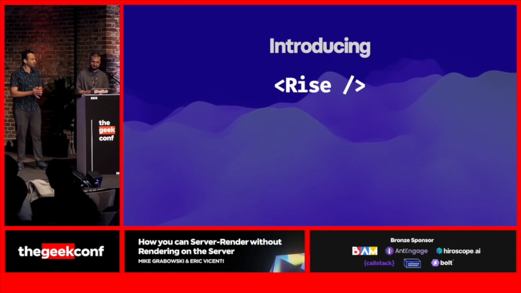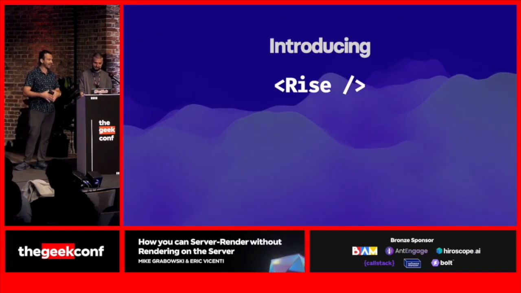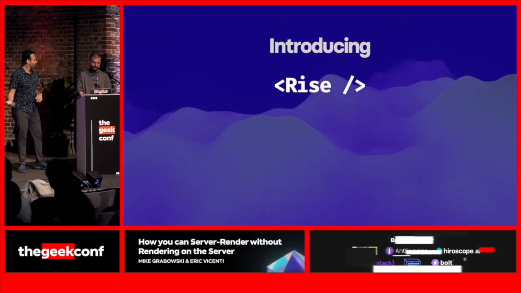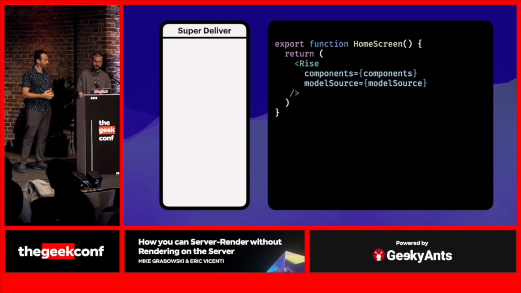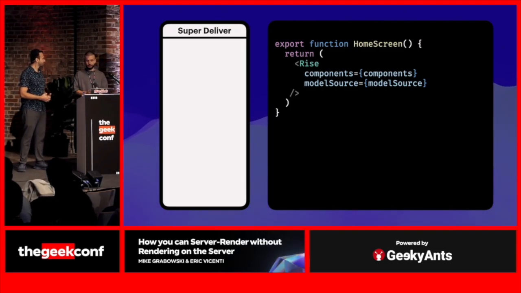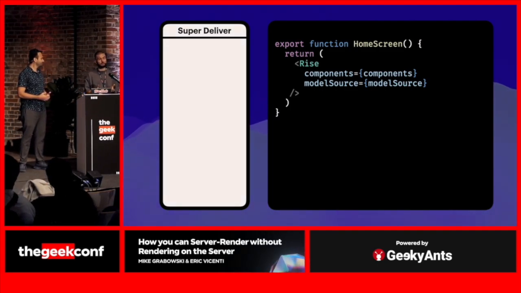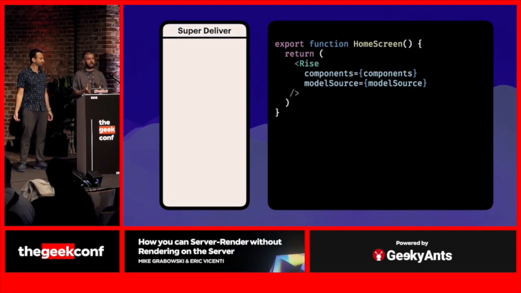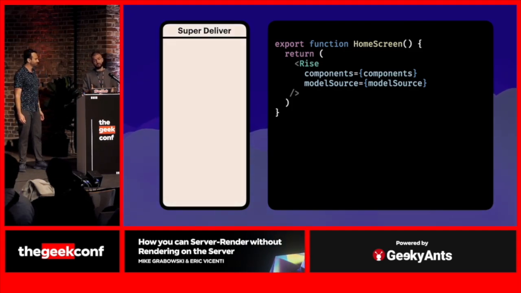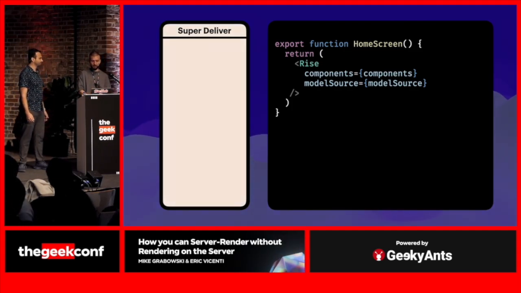OK. So we're going to use this new Rise component for the entirety of our home screen. Yeah. Let's see how to use it. Let's do it. So as you can see, we are replacing the entire home screen content with this Rise component. And as you can see on the slide, it takes 2 props: components and model source.